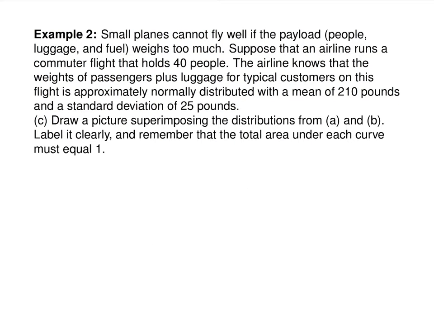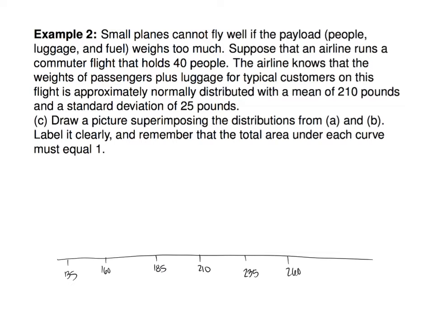So draw a picture superimposing the distributions from A and B. Okay, so for A, we have to have a rather wide range. So 210 is the middle, or the mean for both of them. Then we have 185, 160, 135. On the upper end, 235, 260, and 285. Let's do the one from part B first.